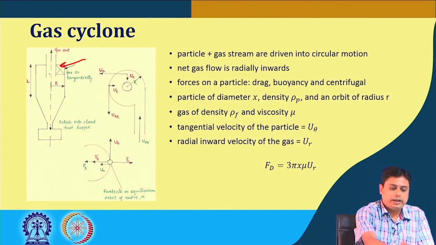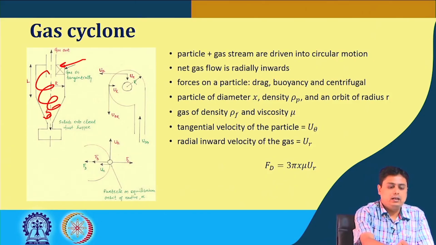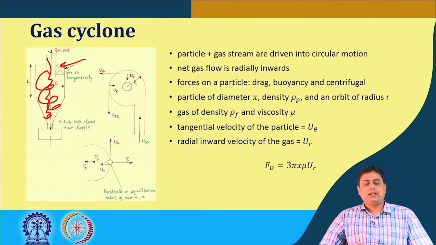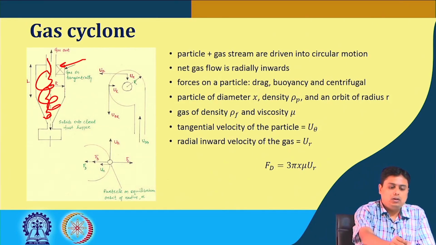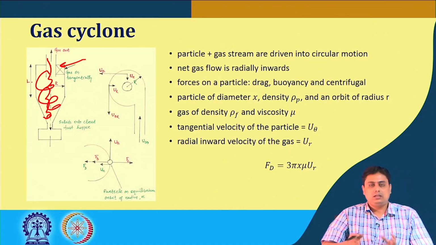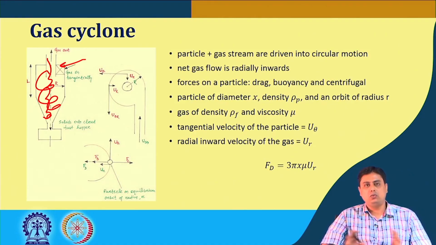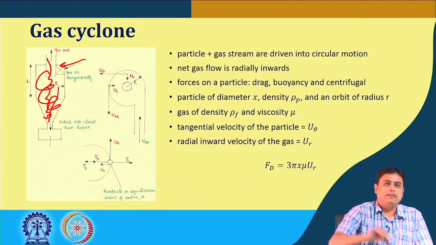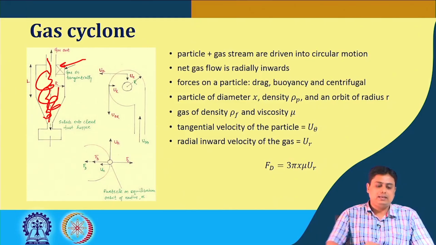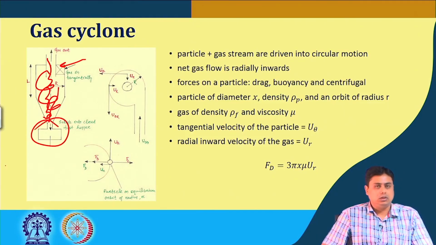So, it creates a vortex inside, and once it comes down in the conical section, it changes its direction and the clean gas goes at the top. This free vortex moves the particles towards the radial direction and they hit the wall, and due to gravity they move down and are collected at the bottom of the cyclone.